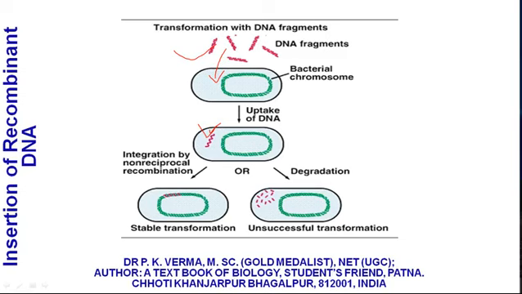Now there are two chances. In one case, the host cell's enzyme degrades the external DNA and there is no future, that is, the transformation is unsuccessful. In another case, the alien DNA becomes integrated into the host cell and becomes part of the host cell's genome, and therefore it will multiply along with the normal genes in the chromosome.